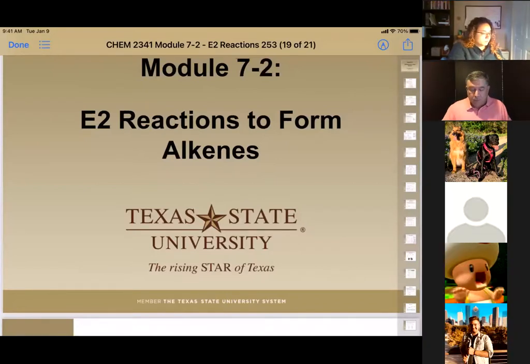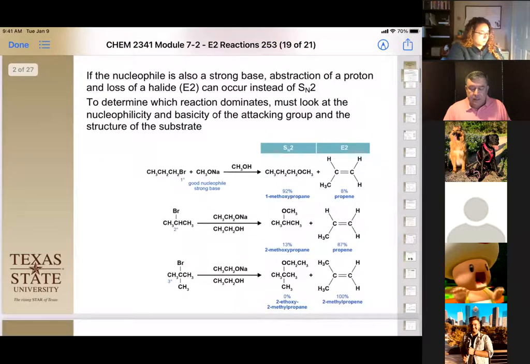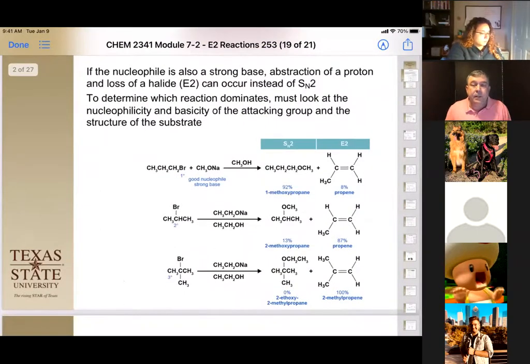All right. So as the name suggests, the E2 reaction is going to be a bimolecular reaction. So the base and the electrophile are going to be there at the same time. So when our nucleophile is also a strong base, we can actually have it remove a proton and then lose the leaving group, instead of doing the substitution reaction, okay? However, which mechanism, the E2 or the SN2, depends on the substrate, okay?